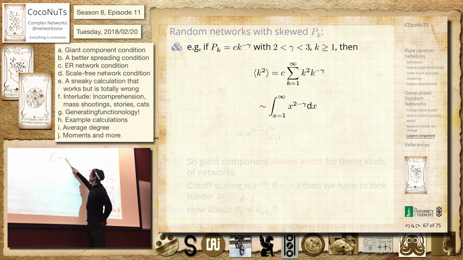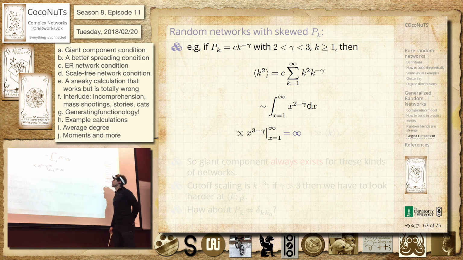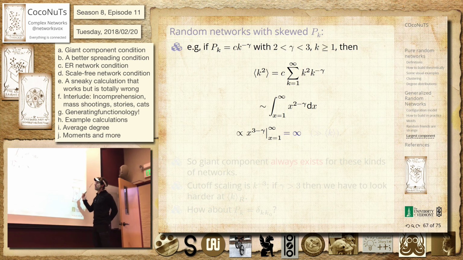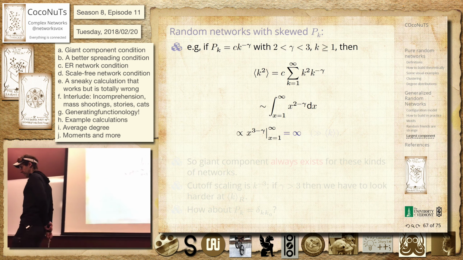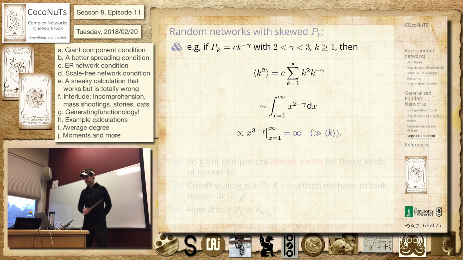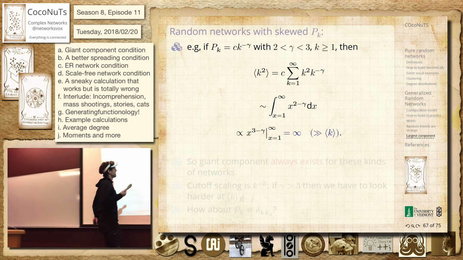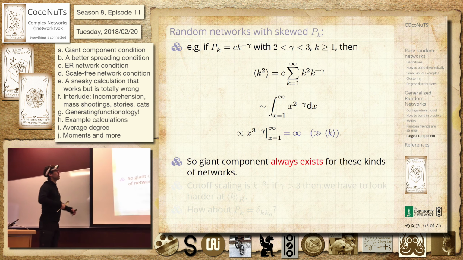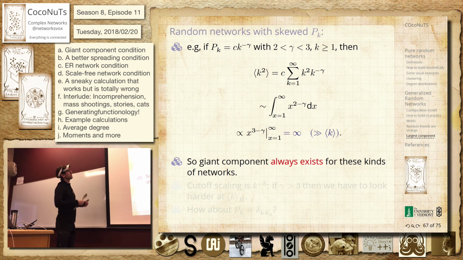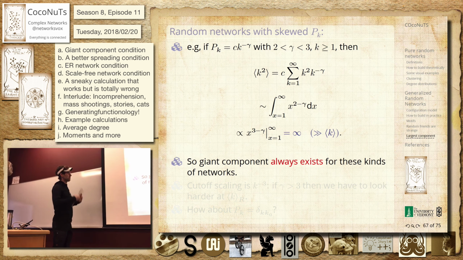So this is x to the 2 minus gamma, and we're just going to integrate from 1 to infinity. This is a standard integral, very simple. That goes pop, because gamma is between 2 and 3. Exactly what we were saying. So that's a lot larger than the average degree. And as a result, there's a giant component. It always exists for these kinds of networks. For gamma between 2 and 3, boom, we've always got one.